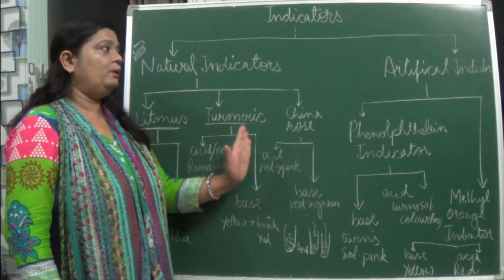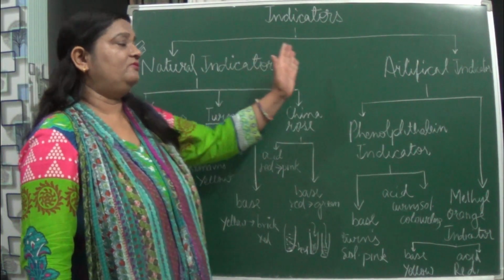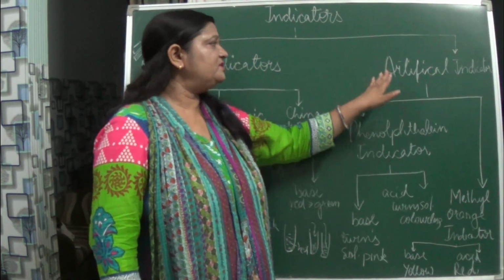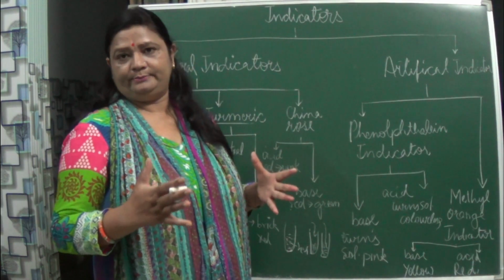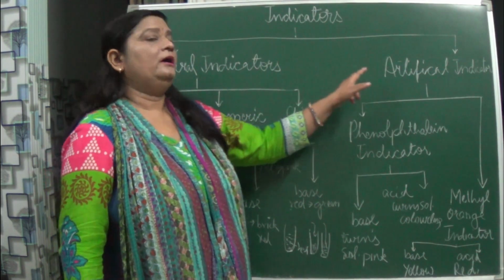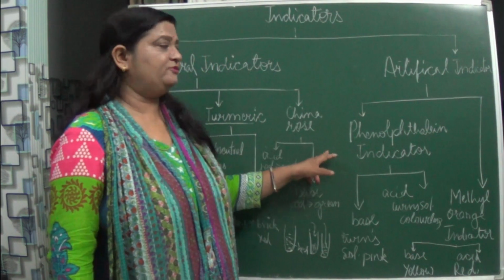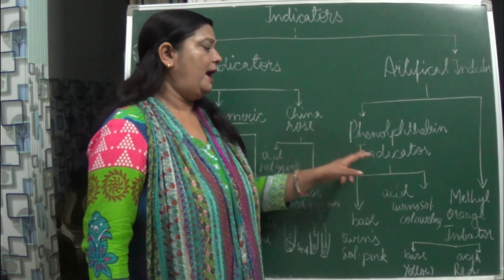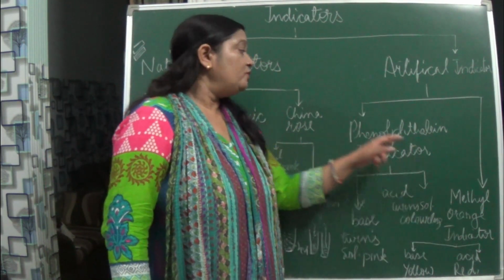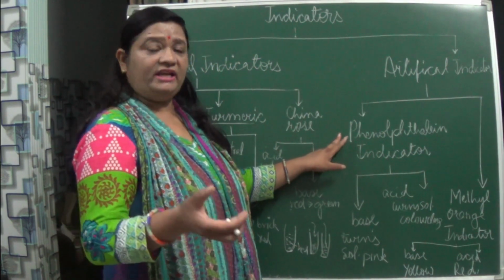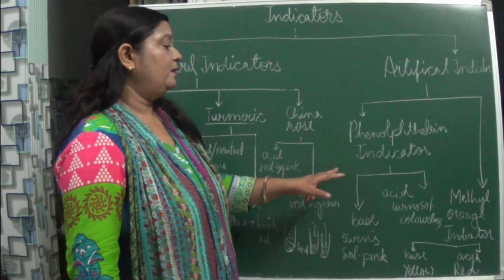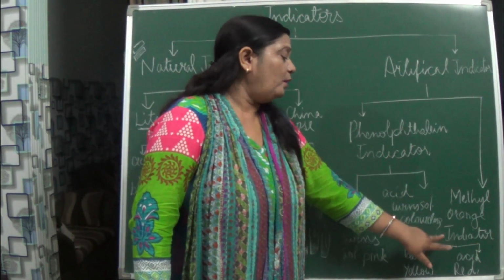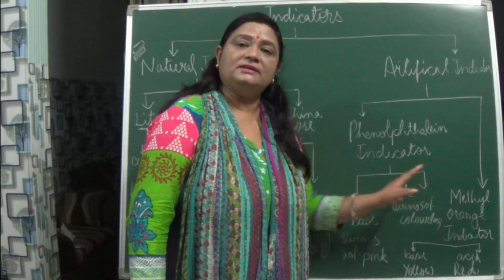So we have seen the natural indicators which you have to study, which are in your syllabus. Now we are coming to artificial indicators. When I say artificial indicator, it means it is prepared. The two artificial indicators you have to study are phenolphthalein and methyl orange. Phenolphthalein is colorless in nature, it has no color. Now, methyl orange indicator is orange in color.